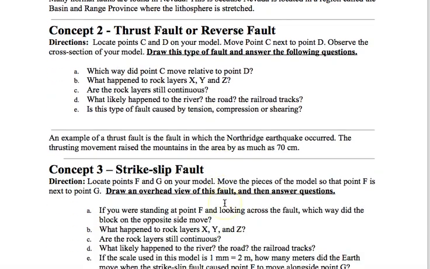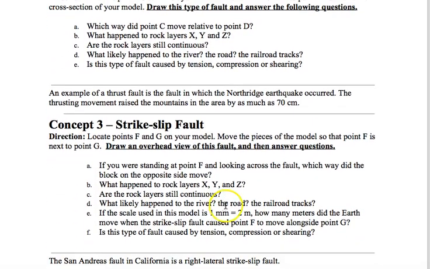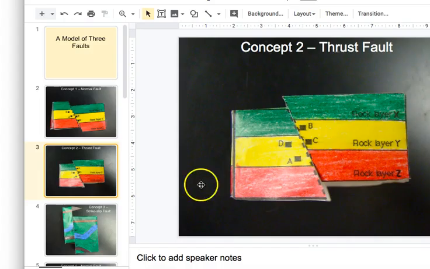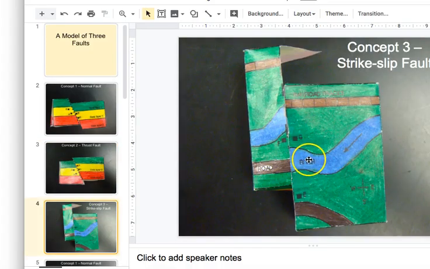The last part you're going to do, for concept 3, is the third type of fault that we learned about. This is a strike slip fault. It says locate point F and G on your model. Move the pieces of the model so that point F is next to point G. So when I look at this, I'm looking at it from the top. You're going to move F so that it's next to G. So this was over here and you shifted it this way.